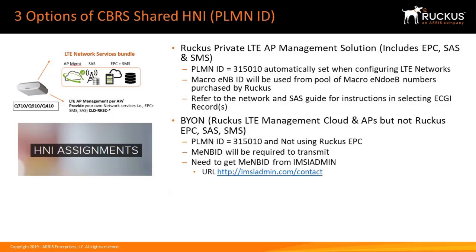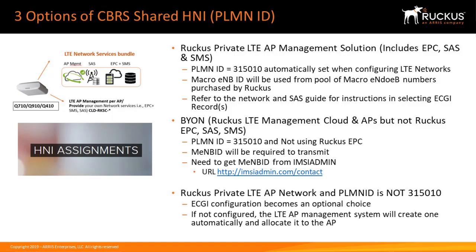If you're using a BYON solution, which means you're using the Ruckus LTE Management Cloud and APs, but not the Ruckus EPC, SAS, or SMS, and you're using a PLMN ID of 315010, a macro eNode B ID will be required to transmit. You'll need to get this macro eNode B ID from MC Admin, and the URL for that is on the screen. So you would contact them, and then you would purchase your macro eNode B IDs from them.